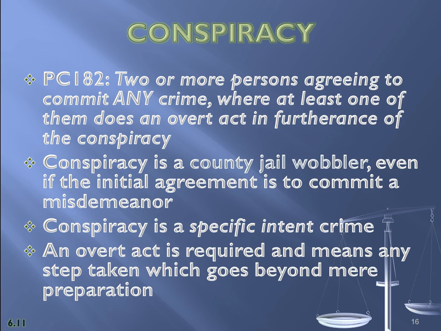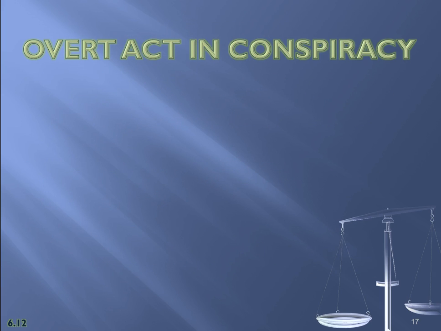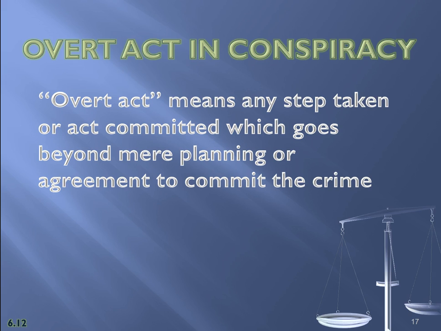Now, the elements of Penal Code Section 182, and we'll talk about overt act a little bit more. Well, actually, we'll do it right now. Overt act means any step taken or act committed which goes beyond planning or agreement to commit the crime. So the elements of Penal Code 182 are on page 82 in your textbook, and it talks about if two or more persons conspire. So let's break it down.